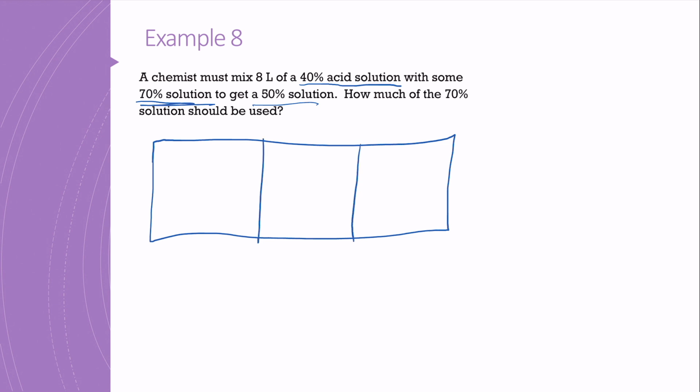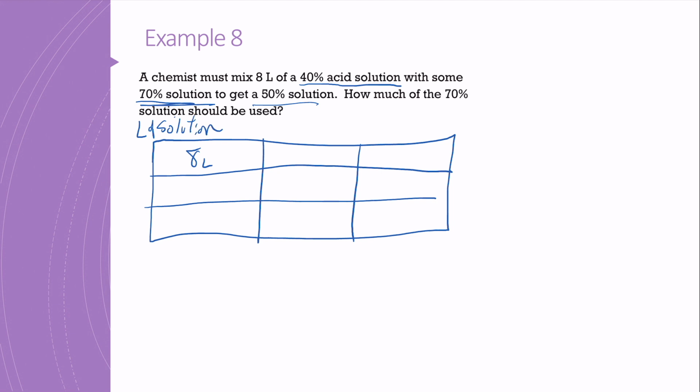So I know that I need to mix 8 liters of, this is of my solution, so liters of solution. That is 40%, so I'm going to write that as 0.40, that's my percent acid. I'm going to mix that with some unknown amount of a 70%, and I should get a 50% solution. Well, if I take 8 liters and add in X unknown liters of a solution, I'm going to have 8 plus X liters total.